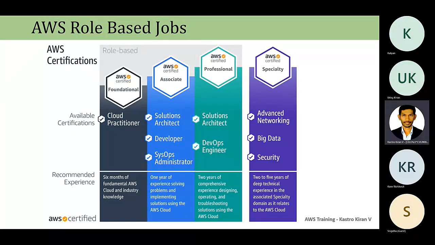This is something based on the jobs. Once you complete the AWS training, you will probably have multiple job options. You will have Cloud Practitioner, and then you can become a Solutions Architect, a Developer, or a SysOps Admin. These are the different roles and jobs available based on AWS. As a beginner level, you will be given Cloud Practitioner.